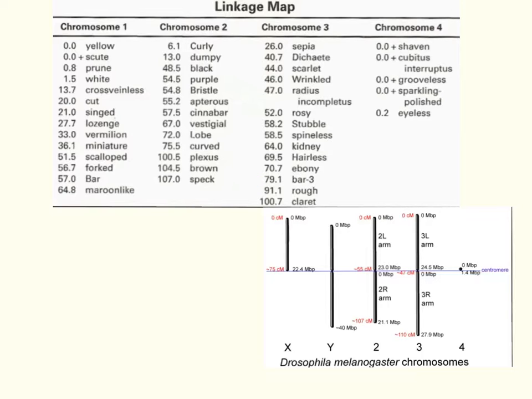The size of the genome is about 165 million bases and contains about 14,000 genes. If we compare this to the human genome, it has about 3 billion bases and 22,500 genes.